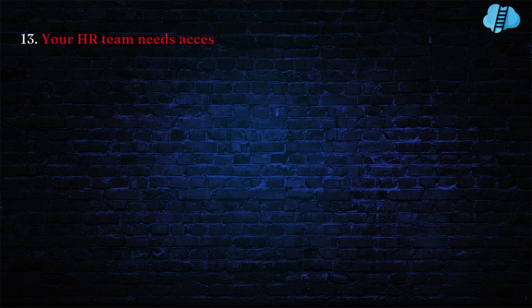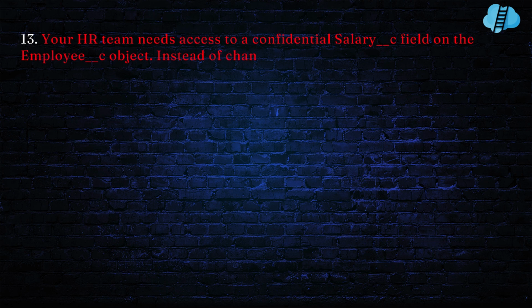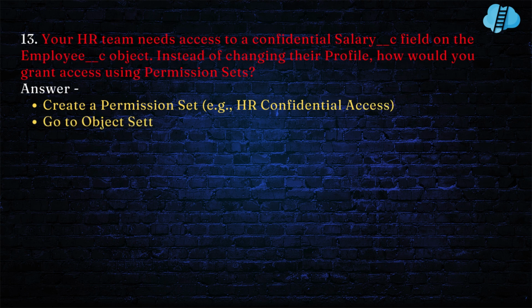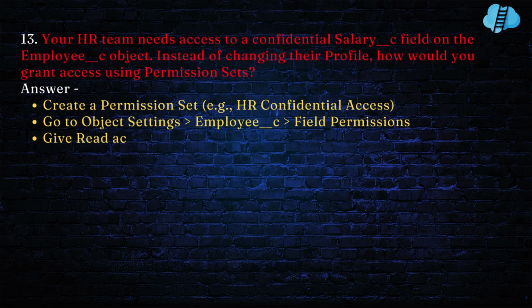13. Your HR team needs access to a confidential Salary__c field on the Employee__c object. Instead of changing their profile, how would you grant access using permission sets? Answer: Create a permission set, e.g., HR Confidential Access. Go to Object Settings, Employee__c > Field Permissions. Give read access to Salary__c. Assign the permission set to HR users.